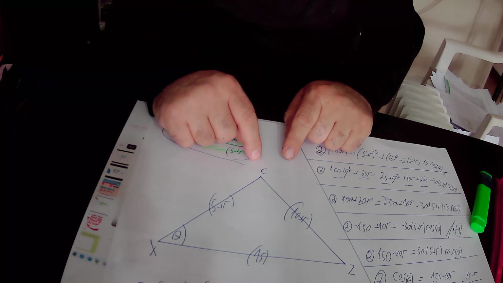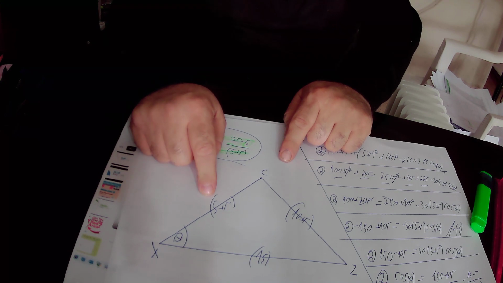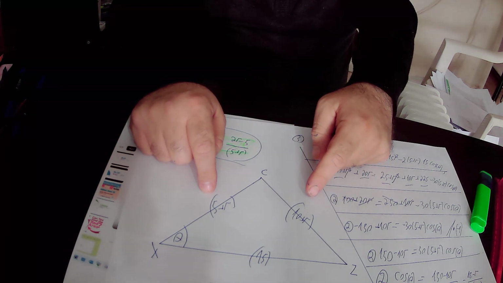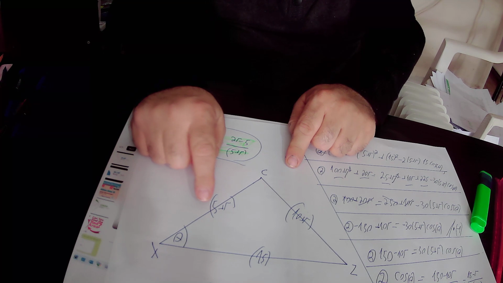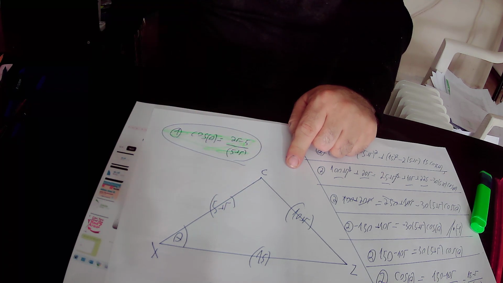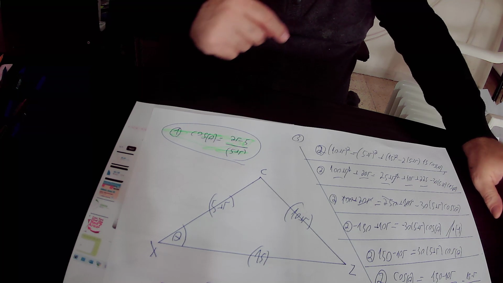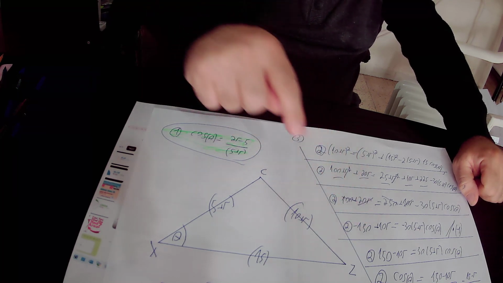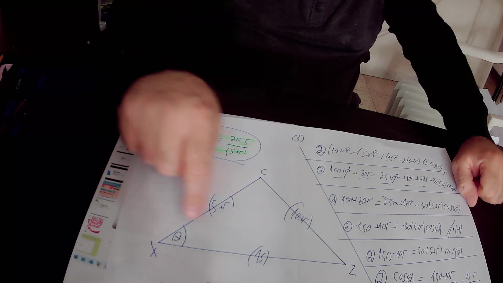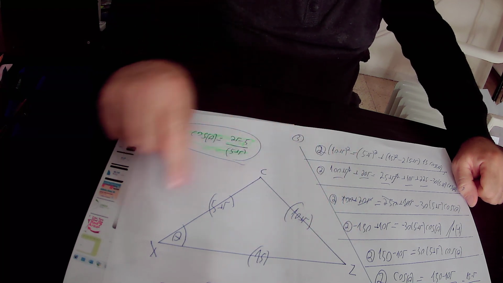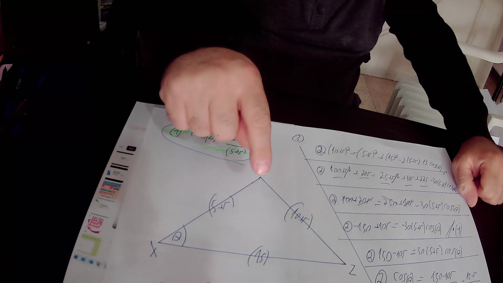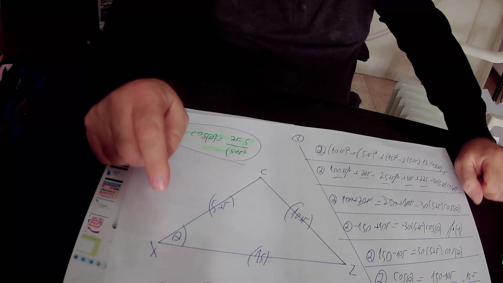We already found out that CX equals 5 plus r, CZ is equal to 10 plus r, and XZ equals 15 units. So according to the law of cosines, we will get that CZ squared equals CX squared plus XZ squared minus 2 times CX times XZ times cosine theta. This is equation number 2.